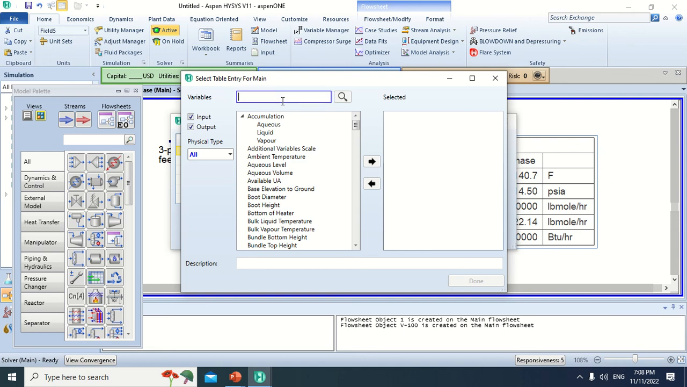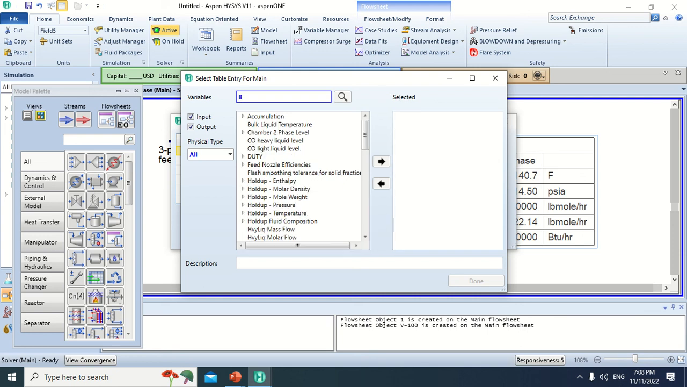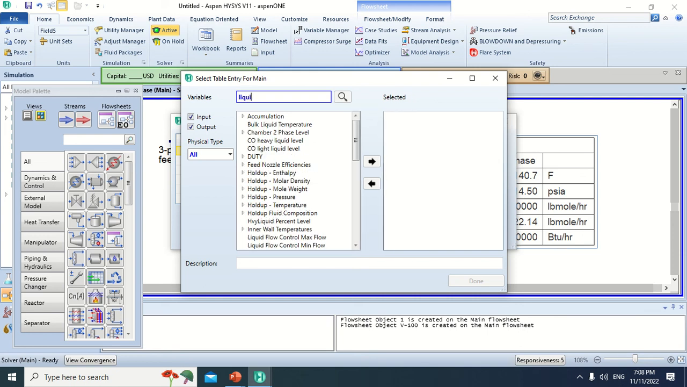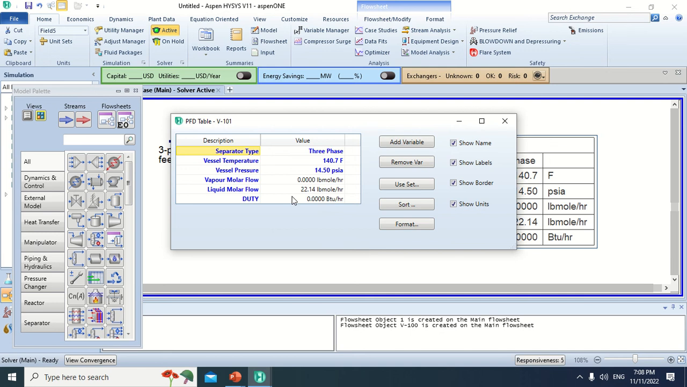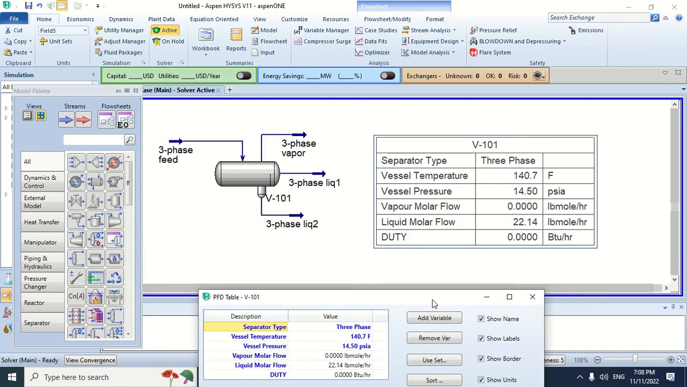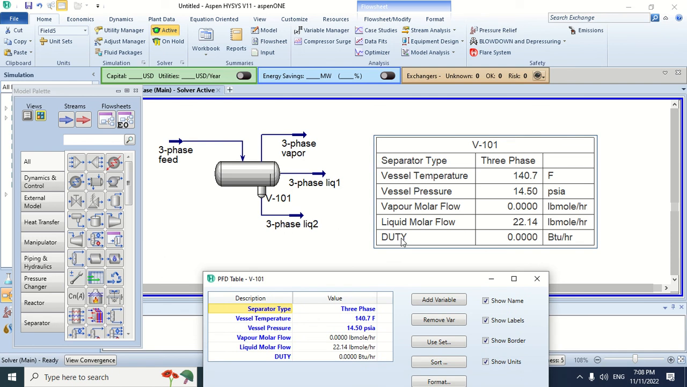For example, liquid molar flow. I want to see the number of liquid molar flow. Liquid, yes. Find it, click on it, done. Yes. And now we can see liquid molar flow on show table.